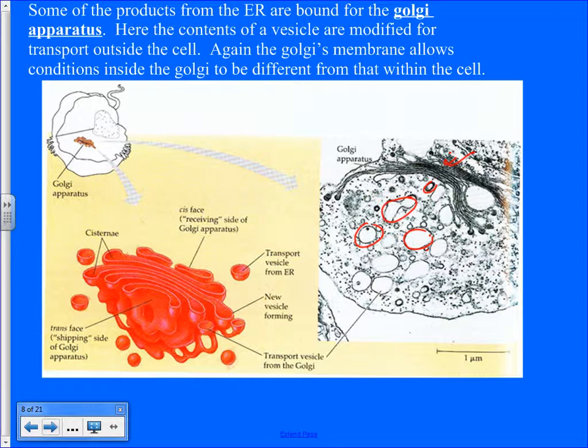So there is a cis face, that's this side, the side that receives everything, and a trans face, the side that ships everything and gets rid of it. You won't have to know cis and trans. Just know that it packages stuff and sends it to the membrane. All right, so the Golgi apparatus essentially transports material to the outside of the cell. Okay, questions on the Golgi?